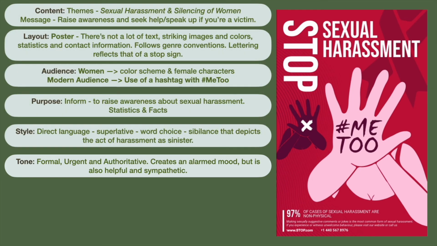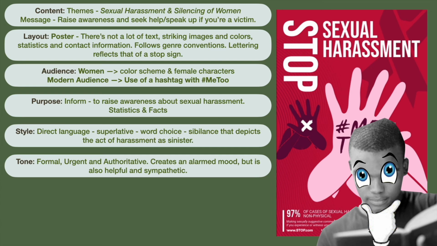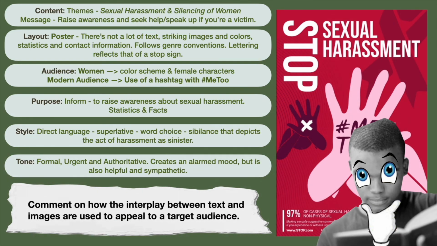So once we have all these sort of things, what do we do next? Well, we need to consider what task we have been given, and then we can be selective with the sort of information that we use. For example, maybe we want to comment on how the interplay between text and images are used to appeal to a target audience. Okay, so here we need to think about text.